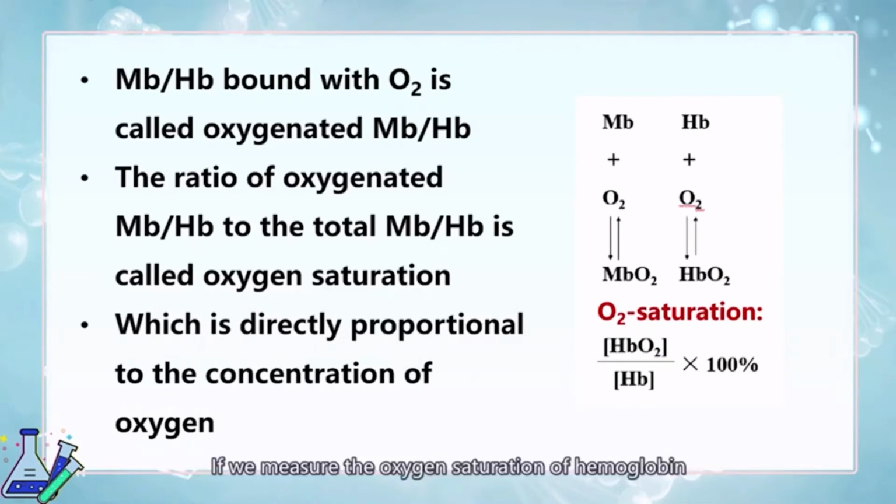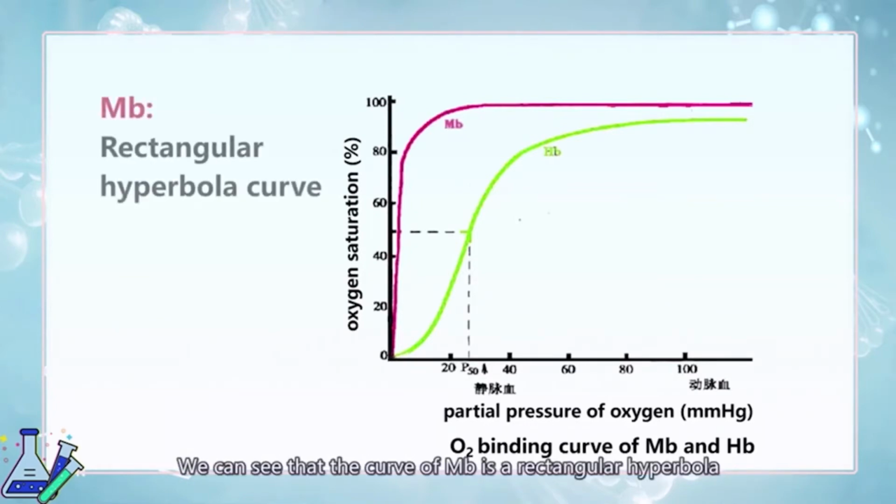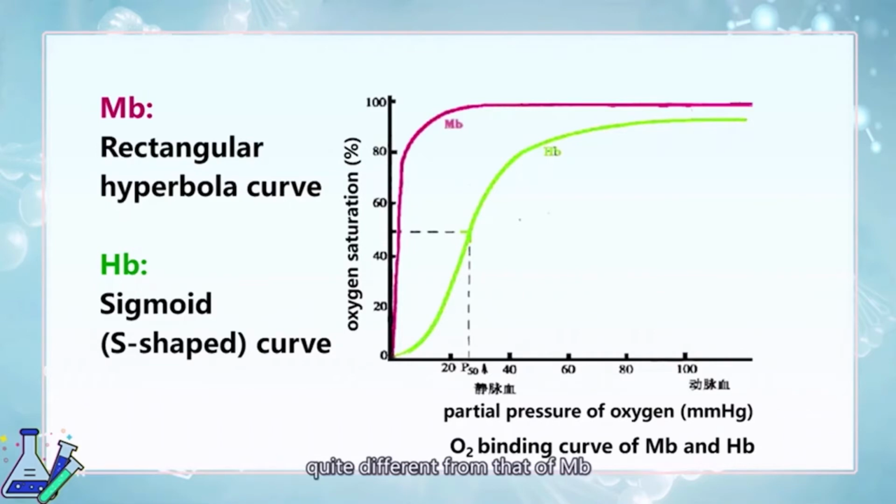If we measure the oxygen saturation of hemoglobin and myoglobin at different partial pressures of oxygen, we can make the following graph. This graph is the oxygen binding curve of myoglobin and hemoglobin. The horizontal axis is partial pressure of oxygen. The vertical axis is oxygen saturation. We can see that the curve of myoglobin is a rectangular hyperbola, whereas the curve of hemoglobin is a sigmoid or S-shaped curve, quite different from that of myoglobin.